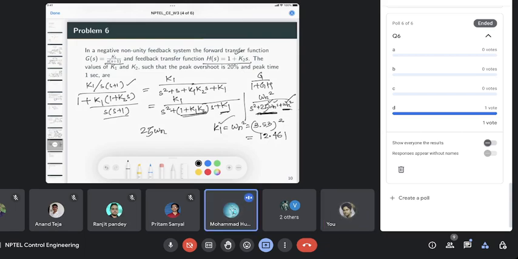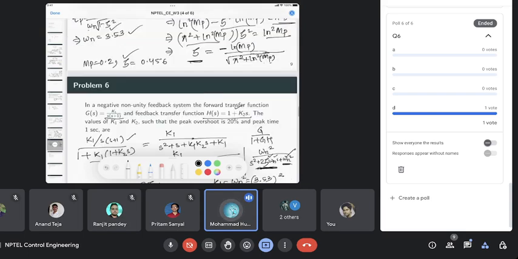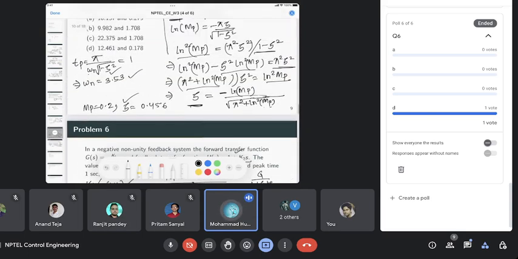Sir, how did you get omega n square previously? Omega value for omega n square. Sorry, I cannot hear you. What? Sir, how have you calculated the value of omega n? Oh, omega n. Okay, let me calculate it.